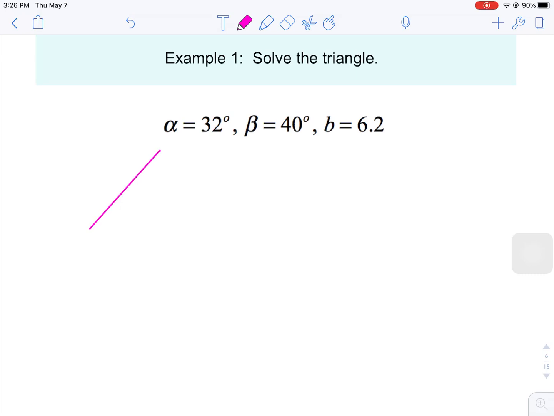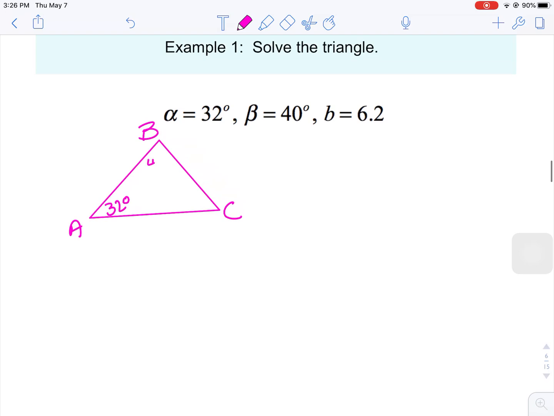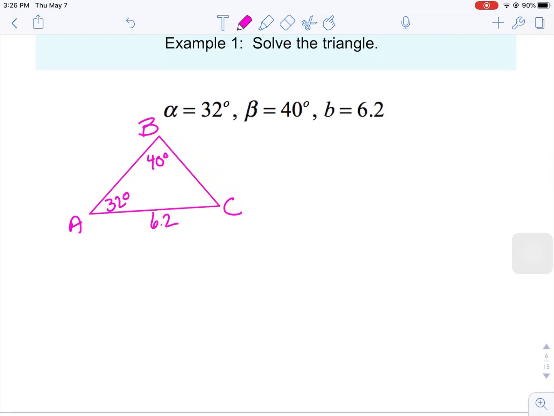I'm going to draw myself a generic triangle and name it ABC. Alpha is 32 degrees, beta is 40 degrees, and side B is 6.2. In order to use the law of sines, you must have an angle and the side opposite it given or have a way to find it. So I can use the law of sines here in order to solve the triangle. I'm going to name this side A and this side C.